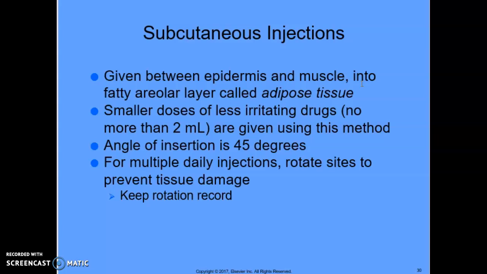For multiple daily injections, you want to rotate the sites to prevent tissue damage, and you can keep a rotation record so you know where the last one was injected. The posterior upper arm is the typical injection site, but the abdomen, the anterior aspect of the thigh, and the upper back may also be used.